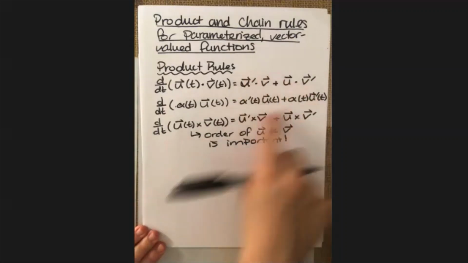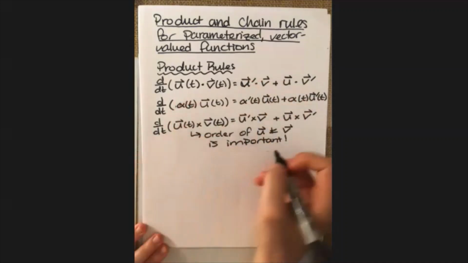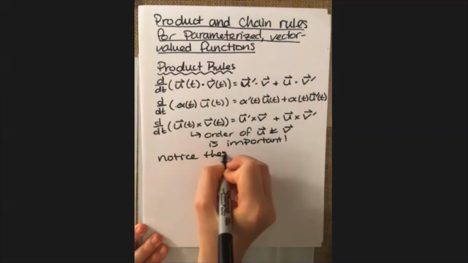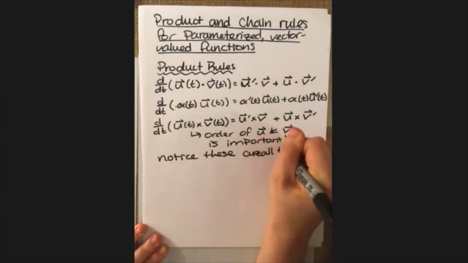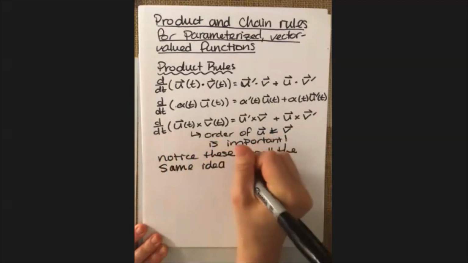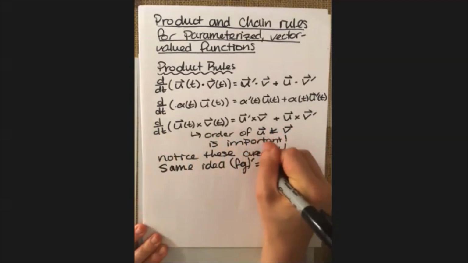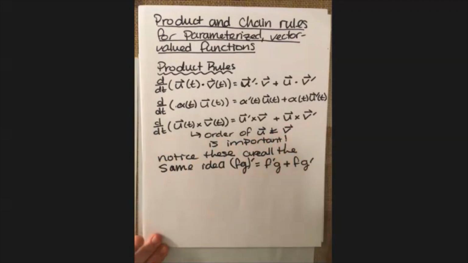The other thing I just want to highlight is, like I've said, notice that these are all kind of the same idea following what we know to be the product rule that we may have learned in Calc 1, which was that if you have f times g and we want to take the derivative of that, we take the derivative of f, multiply it by g, and add to it f times the derivative of g, okay?